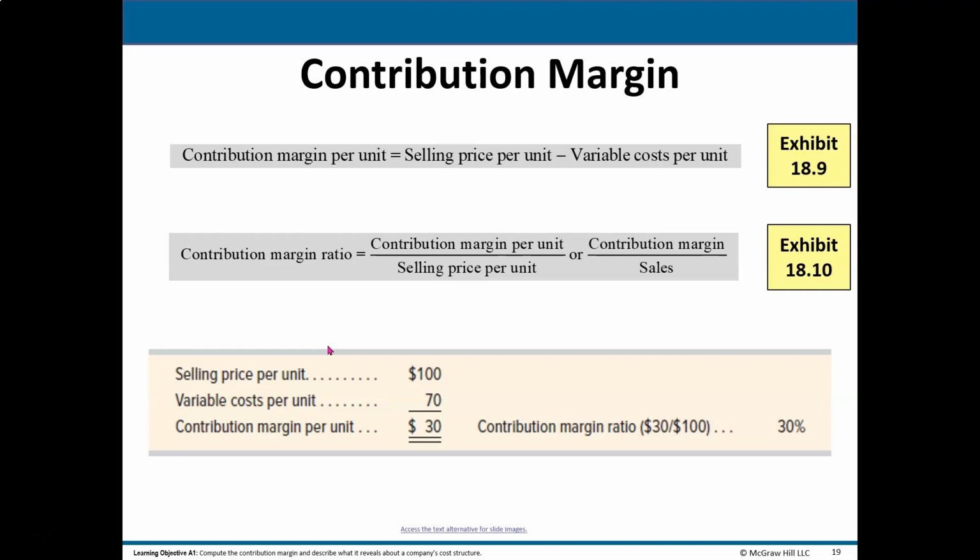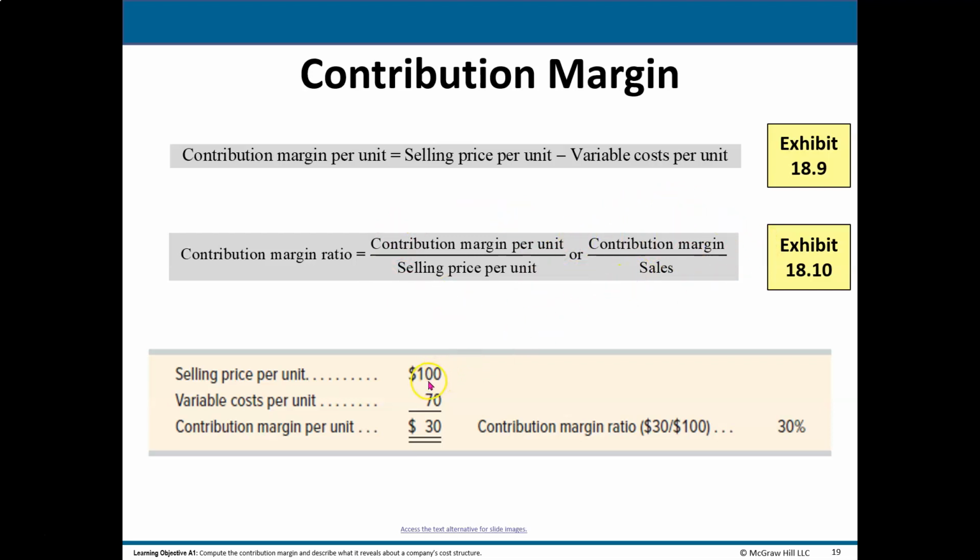And subsequently, I can calculate contribution margin ratio, which is going to be as a percentage of sales, by taking my contribution margin per unit and dividing it by sales price per unit. Or I can take my total contribution margin divided by my total sales. So I can look at it on a per unit basis or in aggregate.